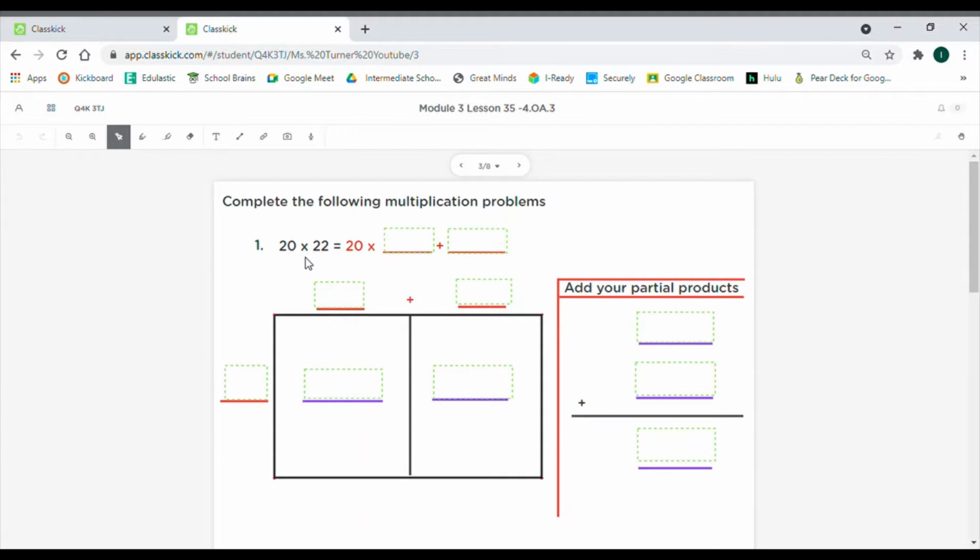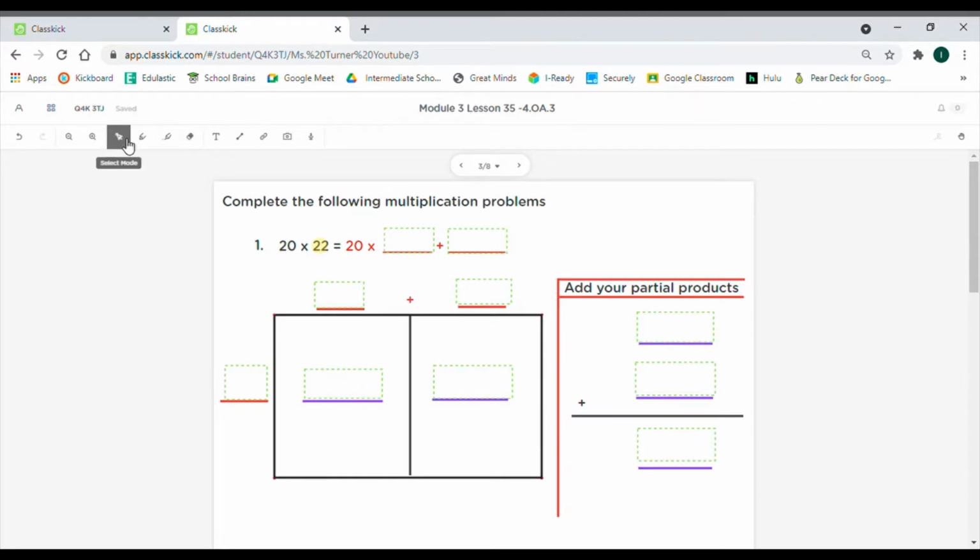So here we go. We are going to complete the following multiplication problem. Our multiplication sentence is 20 times 22. Out of these two numbers, which one of these numbers can be decomposed further? Remember, decompose means to break apart. 20 or 22? If you said 22, you're absolutely correct. And I know that I can decompose 22 into two parts.